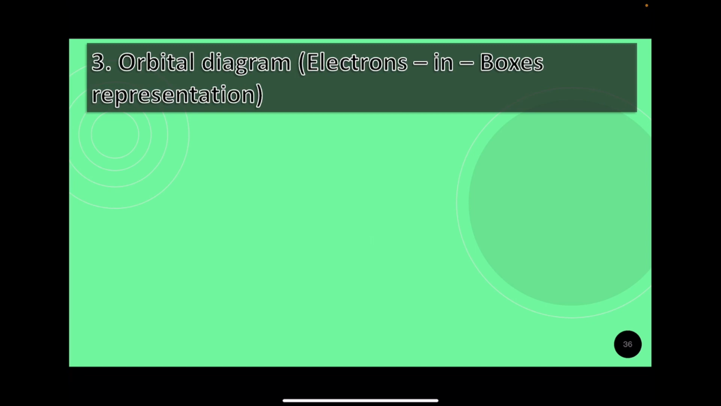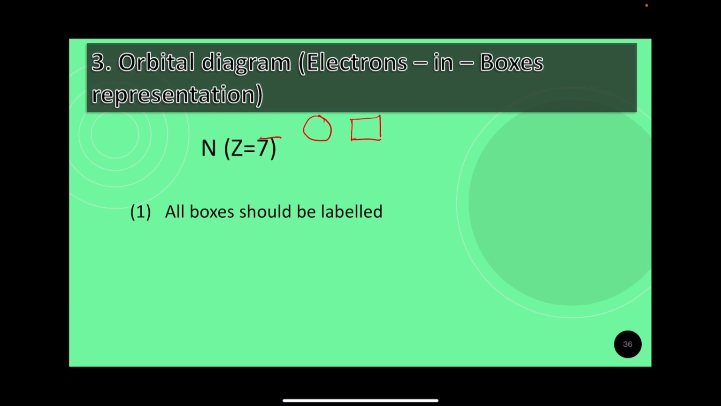Next, about the orbital diagram, this is how to draw the orbital diagram. You can draw the orbital diagram in boxes. From the previous part, I already told you how to draw the electron configuration, either using the line, the circle, or the box. If you want to draw the orbital diagram, first of all, you need to make sure all boxes are labeled.